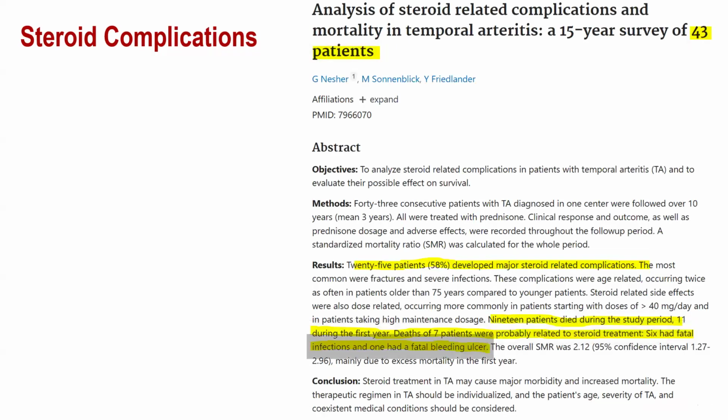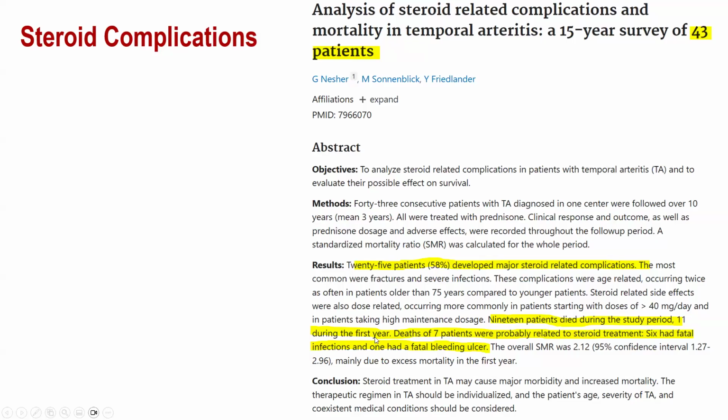So this was a recent study. This looked at patients who are diagnosed with giant cell arteritis, who are placed on high-dose steroids, and looked at their mortality and morbidity over 15 years. Over this 15-year period, this looked at 43 patients, and they showed that 25 patients developed major steroid-related complications. Most common were fractures and severe infections. Notably, 19 of these patients died during the study period. 11 of them were during the first year.